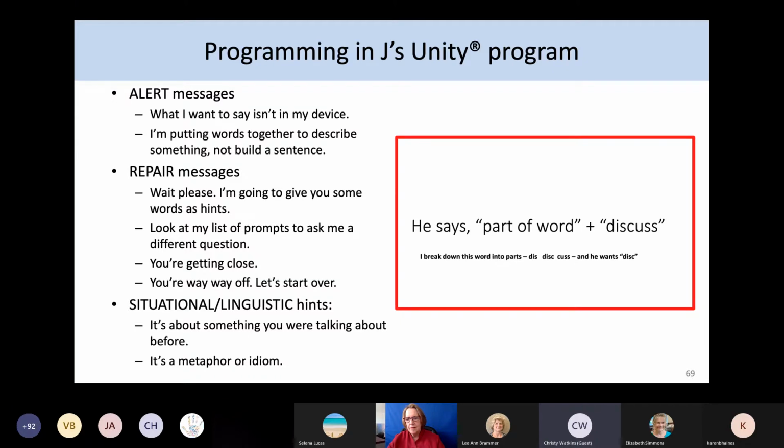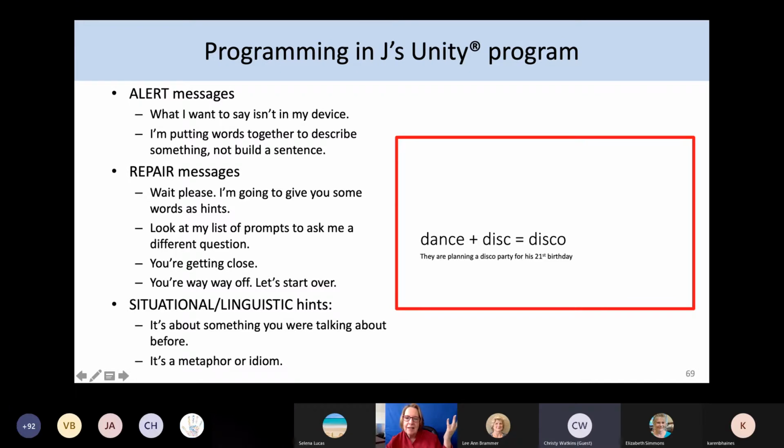I break down this word into its parts. Disc, cuss. And he wants disc. That's enough for me to figure out dance plus disc equals disco. Now I know they are planning a disco party for his 21st birthday. All right, so obviously I misspoke. It's planning for his 21st birthday. So that's a little bit of an example with Jonah.